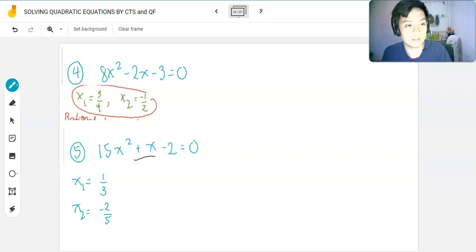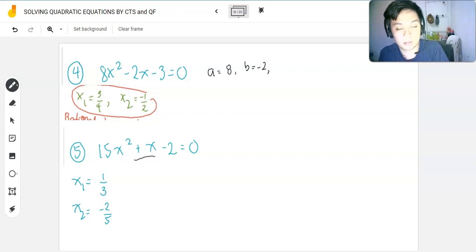Ano yung ating value ng A dito? It's 8. Tapos yung B dito is negative 2. Tapos isunod natin yung C, which is negative 3. So, for the sum of the roots, it's negative B over A. So, we have negative of negative 2 over 8. This is going to be 2 over 8, or pag simplify, 1/4.